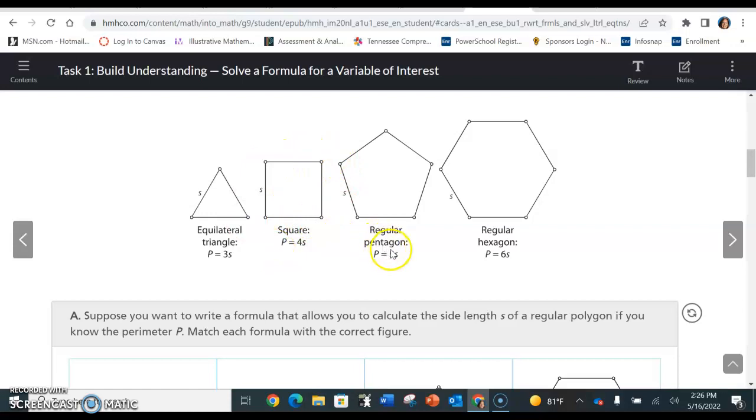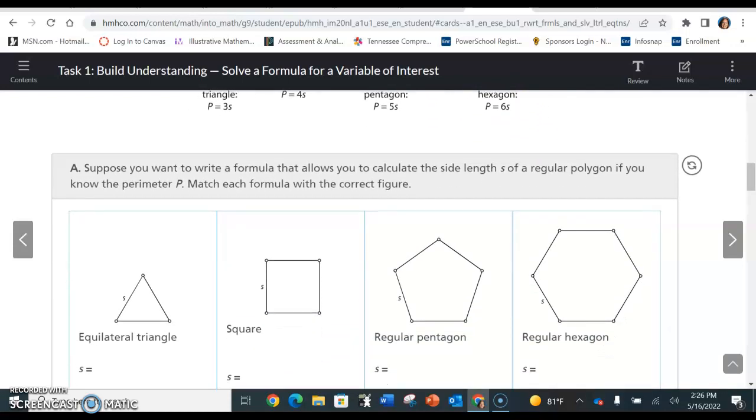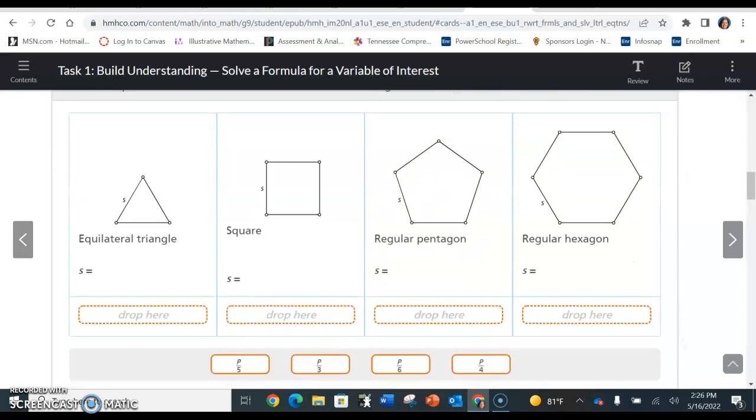Here is a regular polygon with 5 sides. These each have the same distance. The side lengths are equal. And a regular hexagon, 6 sides, but they all have the same measure for distance on the side. Suppose you want to write a formula that allows you to calculate the side length S of a regular polygon if you know the perimeter P. Match each formula with the correct figure.